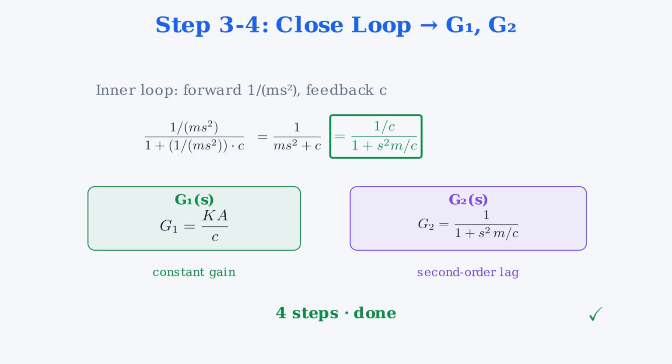Comparing with the target form U, G1, summing junction with H, G2, X, we identify G1 of S equals KA divided by C, a constant gain. G2 of S equals 1 divided by 1 plus S squared m over C, a second-order lag. Notice the type. G1 is just a number, while G2 is a second-order lag with no damping term.